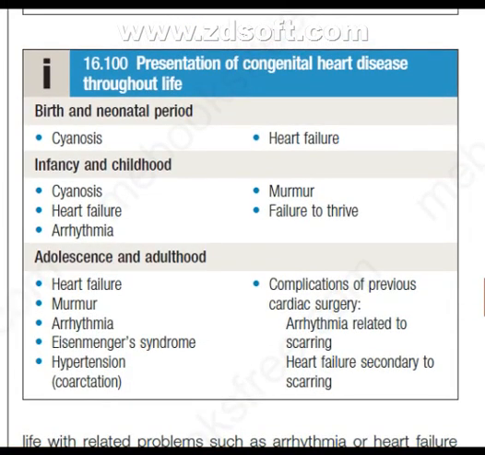Now, what are the presentations of congenital heart disease throughout life? In birth and the neonatal period, it is cyanosis and heart failure. In infancy and childhood, there is cyanosis, heart failure, arrhythmia, murmur, failure to thrive. In adolescence and adulthood, the clinical features or presentations are heart failure, murmur, arrhythmia, Eisenmenger syndrome, hypertension. In coarctation, complications of previous cardiac surgery, such as arrhythmia related to scarring, heart failure secondary to scarring.